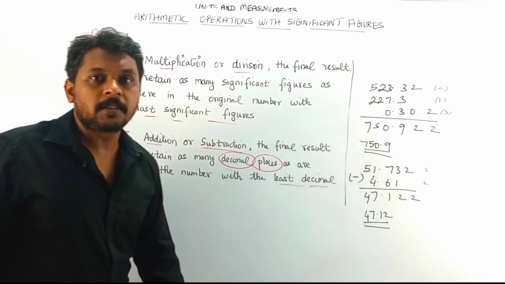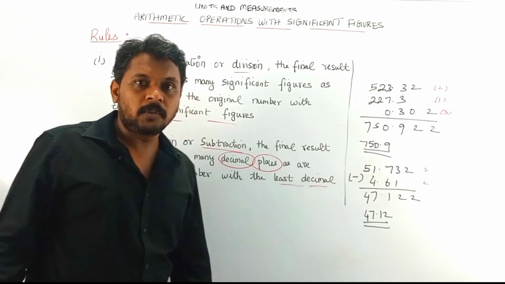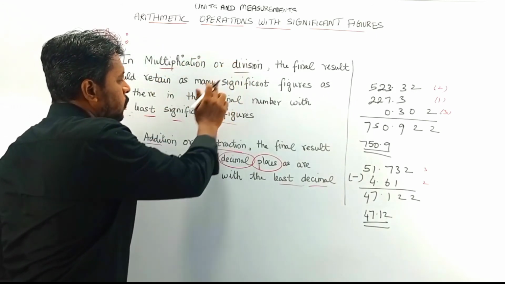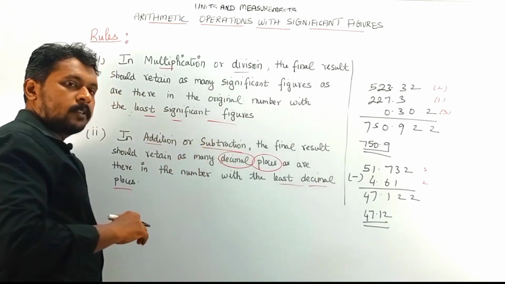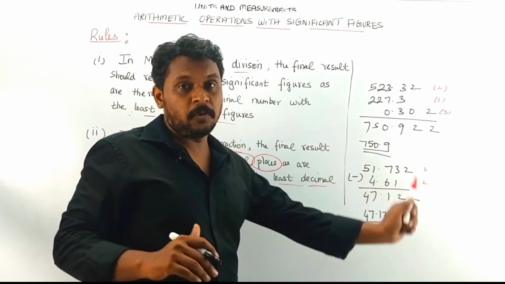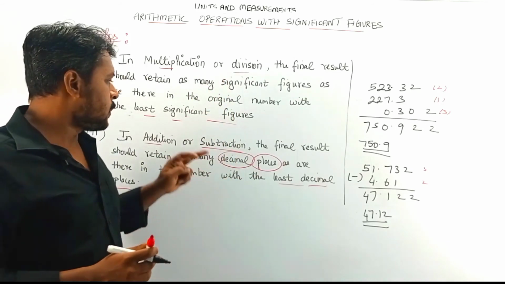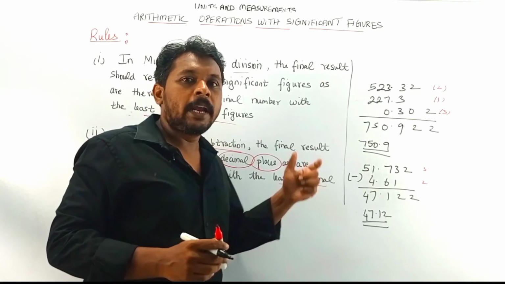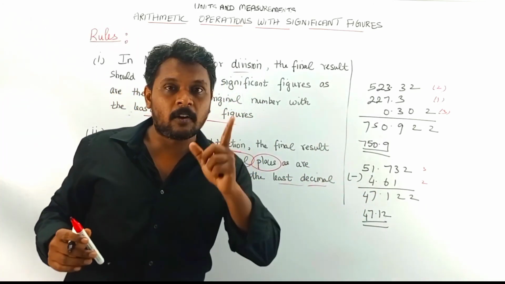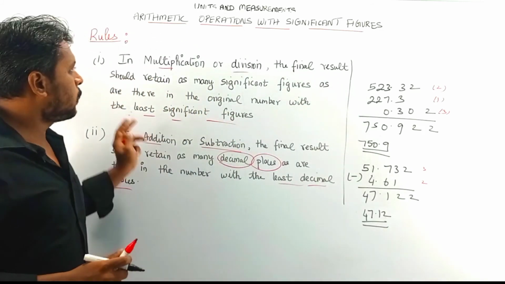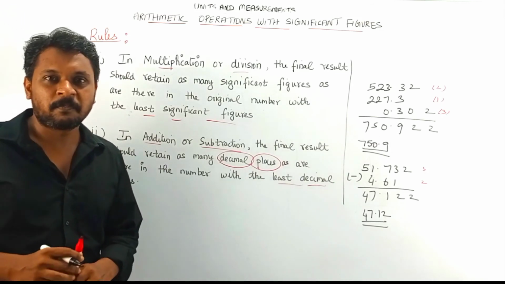This is the way of representing addition and subtraction values. For multiplication and division, I have to represent the result with the least significant figures, and for addition and subtraction, with the least decimal places. You should not mix the concepts. If you consider significant figures for addition and subtraction, you will get the wrong answer. For multiplication and division, if you consider decimal places, you will get the wrong answer. So this is the concept of the rules for arithmetic operations with significant figures. Thank you.